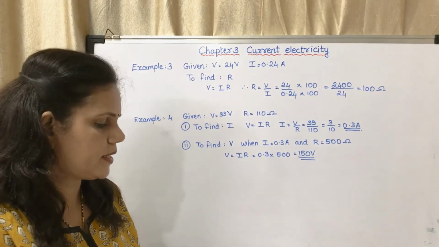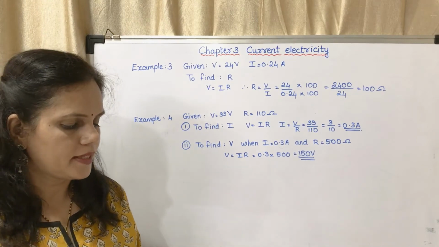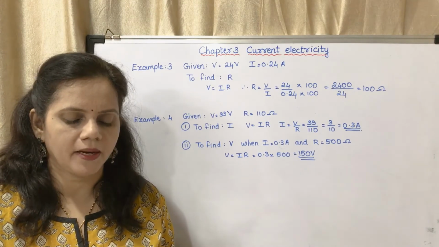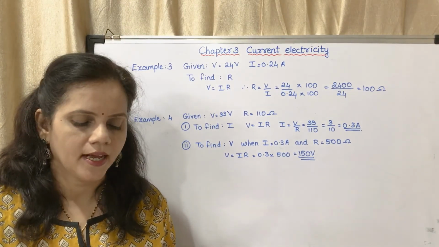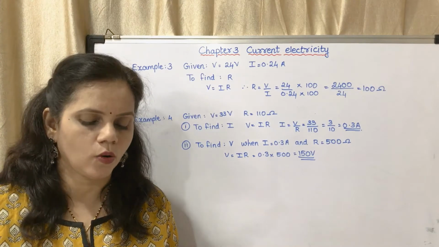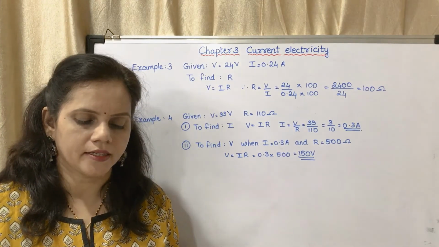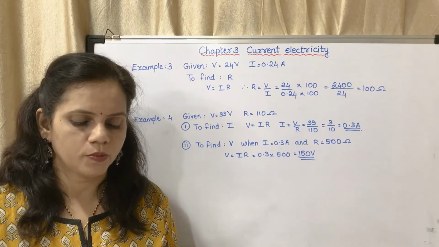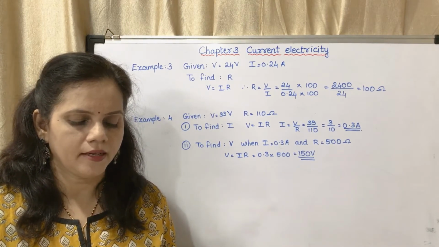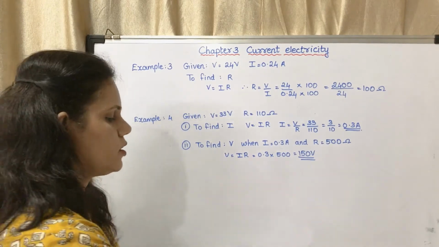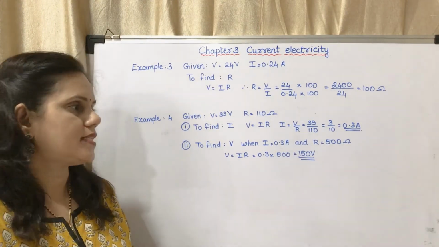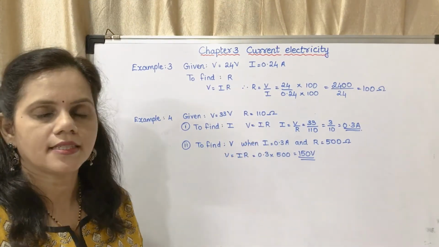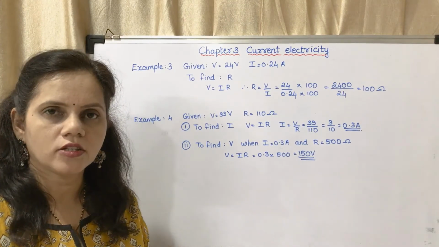Now the next question, example 4. Determine the current that will flow when a potential difference of 33 volt is applied between the two ends of an appliance having a resistance of 110 ohms. If the same current is to flow through an appliance having a resistance of 500 ohms, how much potential difference should be applied across its two ends? So there are two questions given. In the first case, they have given the potential difference as 33 volts and resistance as 110 ohms, and you have to find out the current.